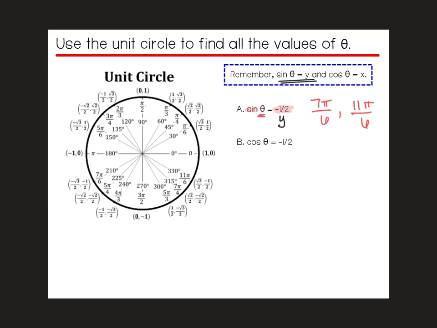If we do this second one, cosine is x. So it is saying, where is x equal to -1/2 on the unit circle? You start going through and looking at your x values. Nope, nope. Oh, there's one. Oh, there's another. I would just make sure you go all the way around just to make sure. So I found 2 of them. It wants the theta, so you're looking at these: 2 pi over 3 and 4 pi over 3.